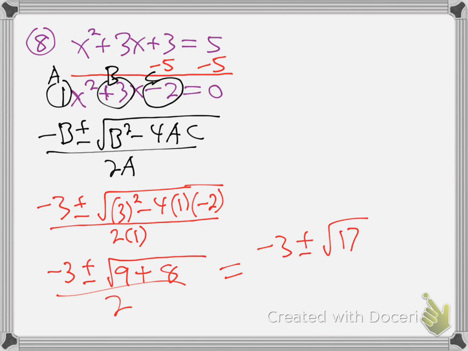Negative 3 plus or minus root 17 over 2. And really, we're just done right there. There's nothing more we can do. 17, you can't do anything with the root. It's not like a root 12 where you can break it down with pairs and do the 2-for-1 ship out. We can't do that. 17's just 17. That's that. So there we go.